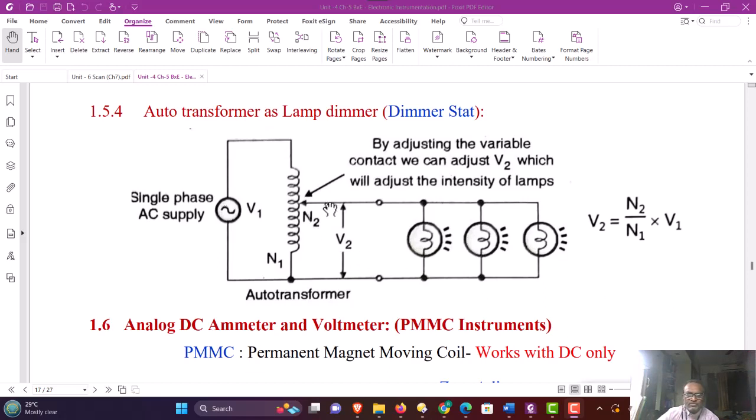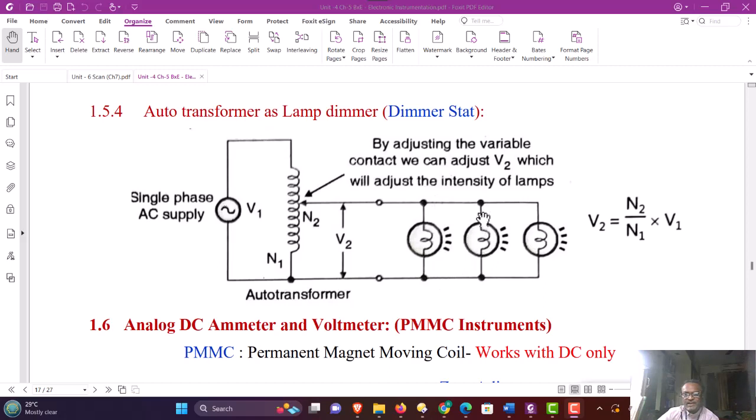The output voltage we know is V2 equals N2 by N1 into V1. So by changing the wiper, we can change the number of turns N2 and thus we will change the value of V2. V2 can be changed from 0 volt when the wiper is at the bottom position, to N2 maximum equal to N1, that is V2 will be maximum, equal to the AC supply voltage. Due to that, the load voltage is varied from 0 to a maximum of the input supply voltage.